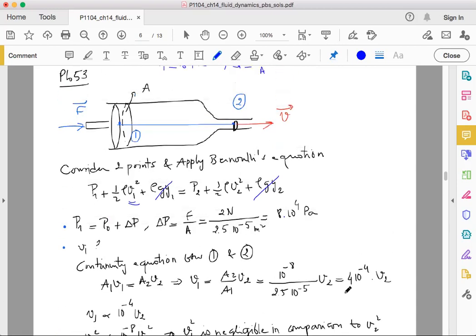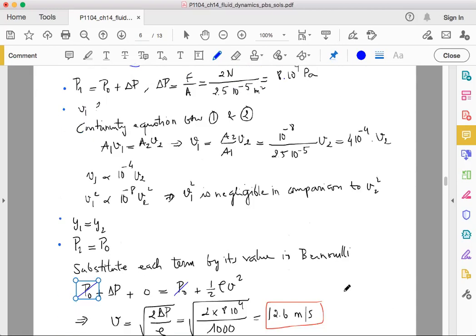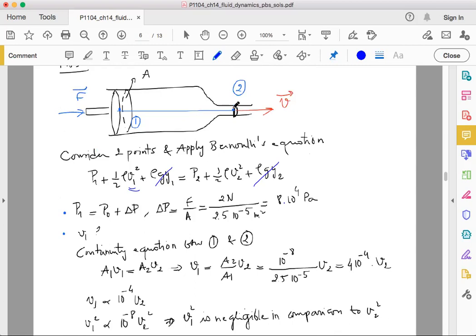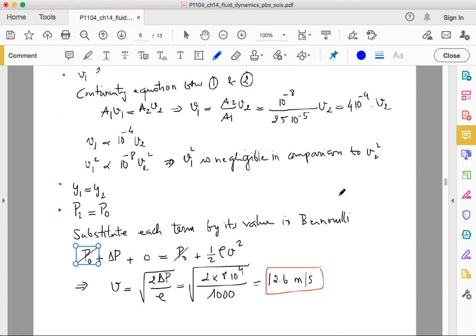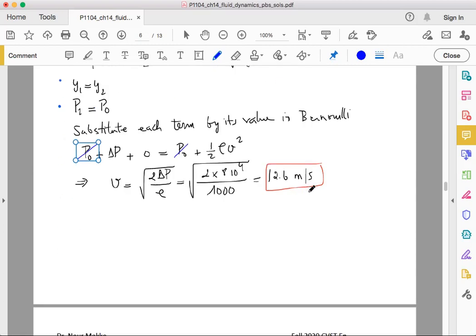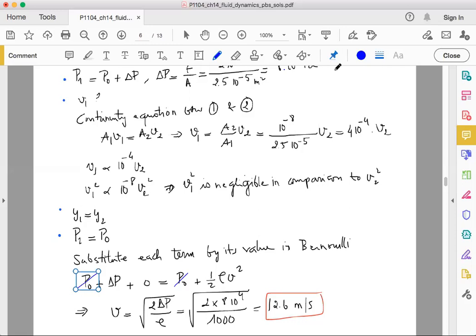So at the end, we deduce the value of the velocity when the fluid goes out at the needle, and we found that the magnitude of this velocity is 12.6 meters per second. So this is it for the first part of the problems about fluid dynamics. I will stop here, and in the next video you will have the other list of problems, and we are going to solve them together.